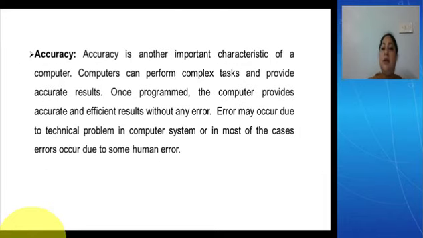Accuracy is another important characteristic of a computer. Computers can perform complex tasks and provide accurate results. Once programmed, the computer provides accurate and efficient results without making any mistakes. Errors may occur due to a technical problem in the computer system, or in most cases, the error occurs due to human error. Otherwise, there is the least chance of incorrect output, which is an important feature of the computer, that it gives accurate results.